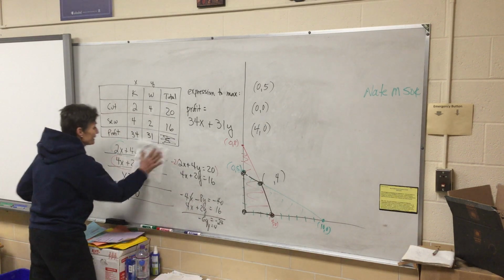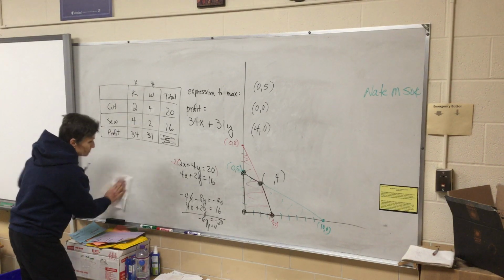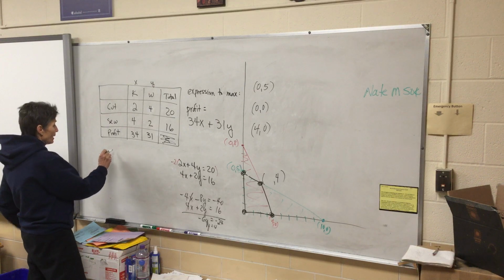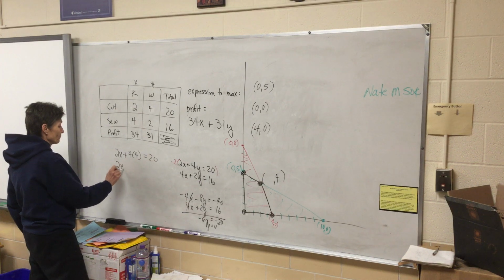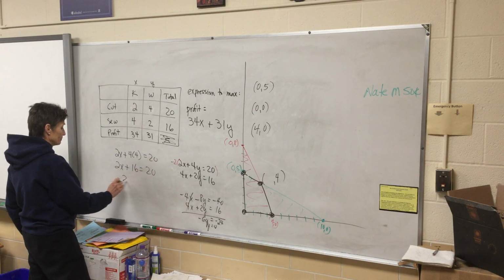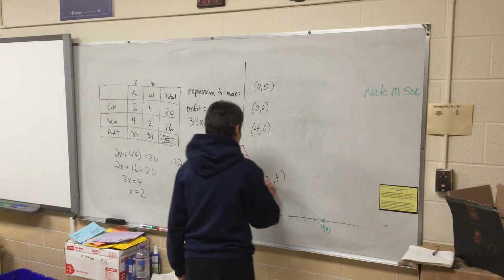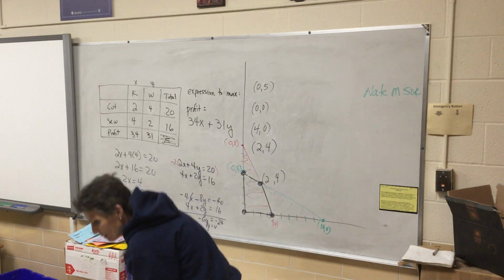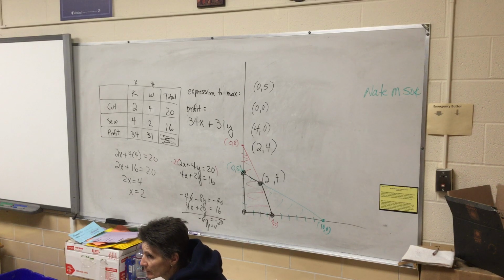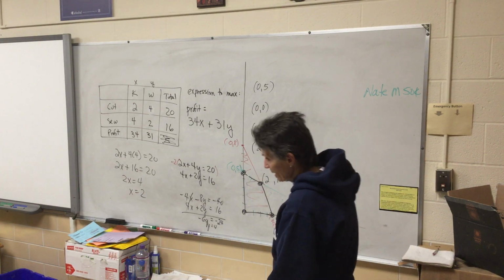So if I plug that back in, I have 2x plus 4 times 4 equals 20. I got 2. Anybody else get that point to be 2, 4? Nods, thumbs up. Love those thumbs up. Thanks, Zane. Okay, you're almost done.